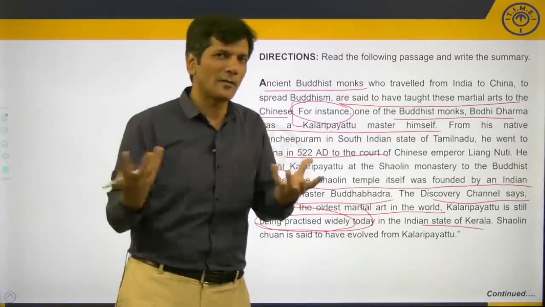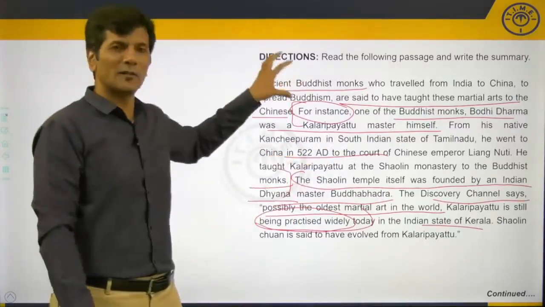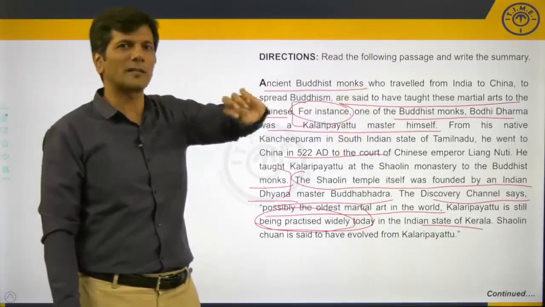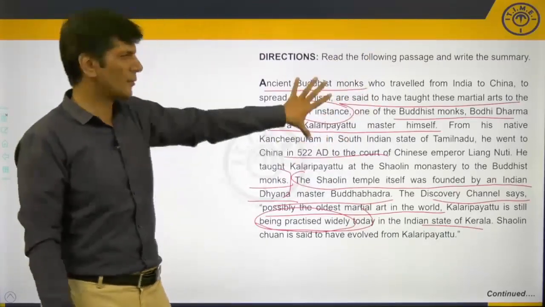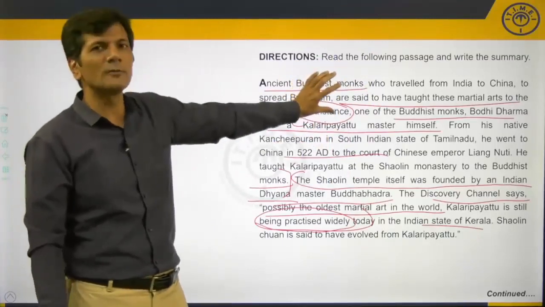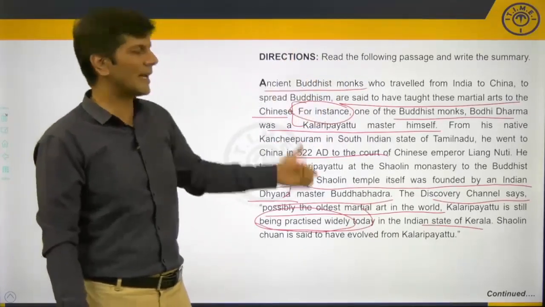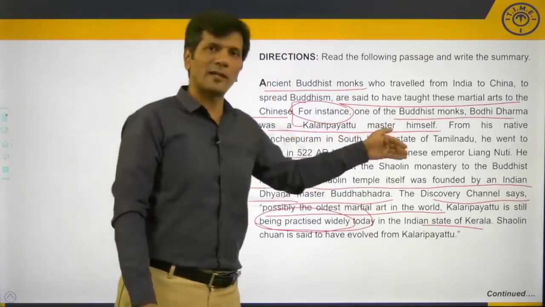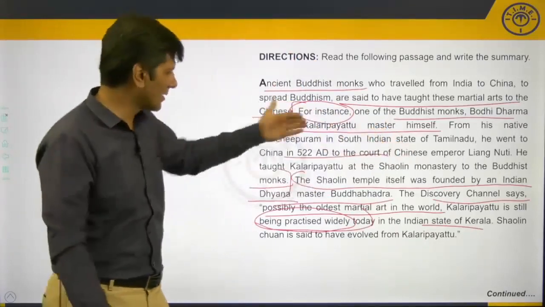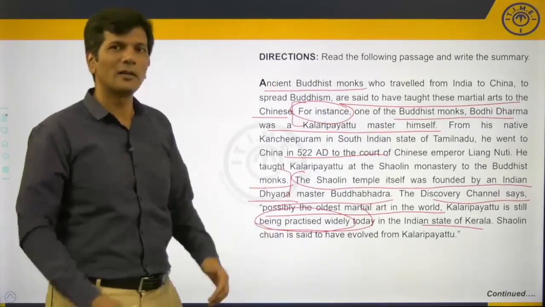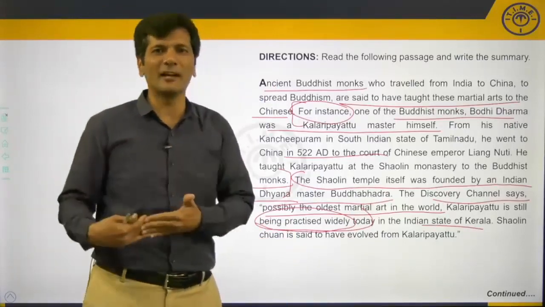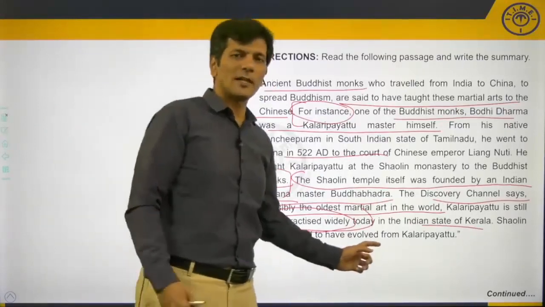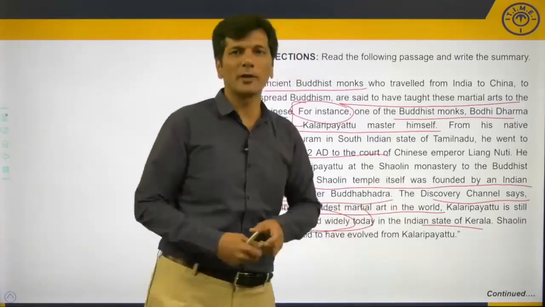The summary of this particular paragraph is fairly simple. How did it spread from India to, let's say, China? Though this paragraph did not really talk about it spreading to other parts of the world other than China, focusing only on China. So, how it spread to China by the Buddhist monks? Then, the founding of the Shaolin temple being attributed to an Indian. And then, the last part talks about its relevance today in India, and how different forms of Chinese martial arts are said to have evolved from Kalaripayattu.